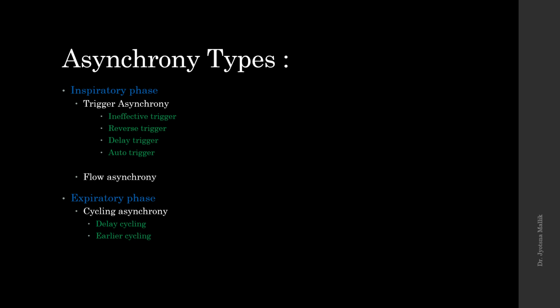Trigger asynchrony basically has four different types: ineffective trigger, reverse trigger, delayed trigger, and auto trigger. Cyclic asynchrony occurs between inspiration and expiration, which is called the cycling phase. At that time, if there is a delay in cycling or early cycling, that is called premature cycling, and that can cause asynchrony again.